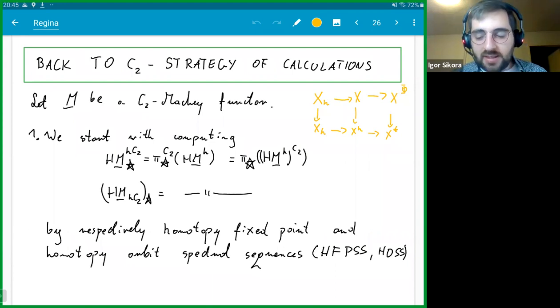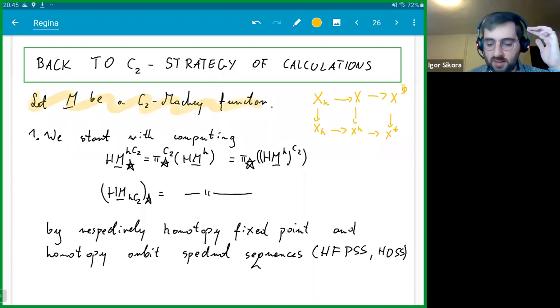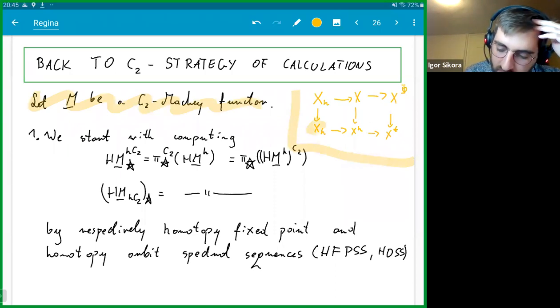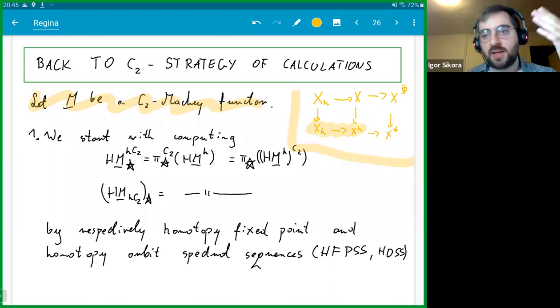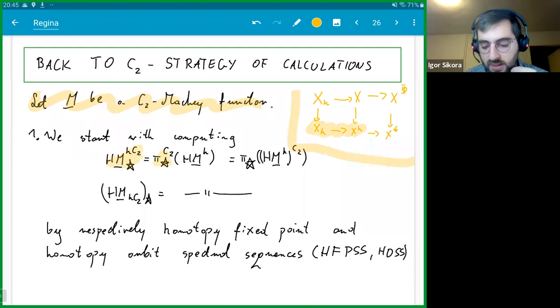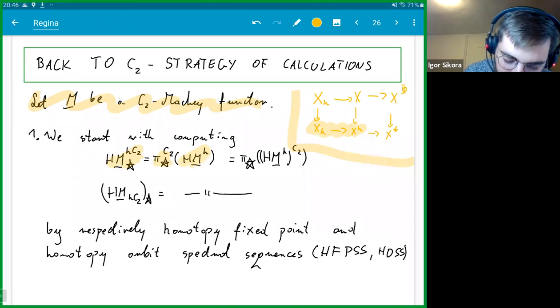Very good. So let me give you the idea of how the strategy of calculations looks. We start with a C2 Mackey functor. Here we have a Tate square diagram just for reference. We start by computing the bottom sequence first, and this we can do well. Now we are taking the fixed points because the coefficients of the Borel completion are the same thing as the C2 equivariant homotopy groups of the Borel completion. The point is that now we have fixed points here. So these are homotopy fixed points.